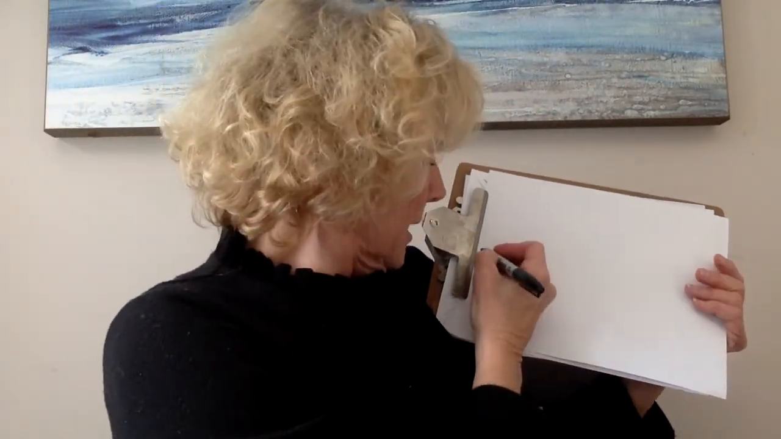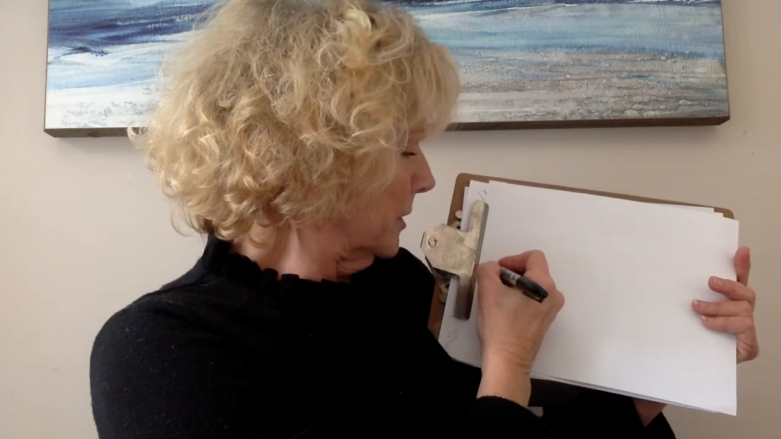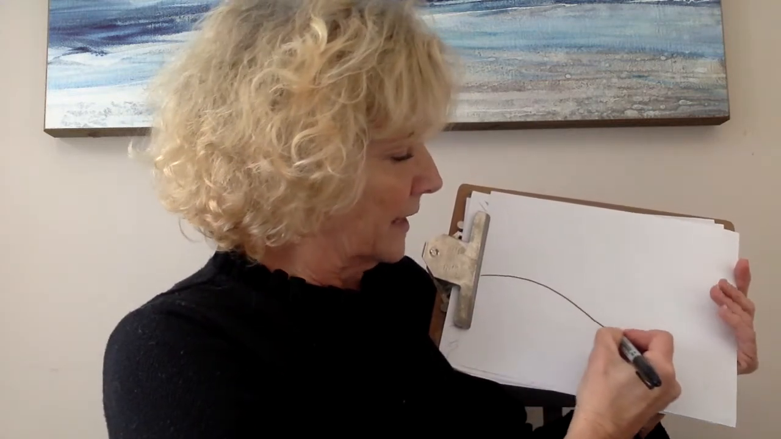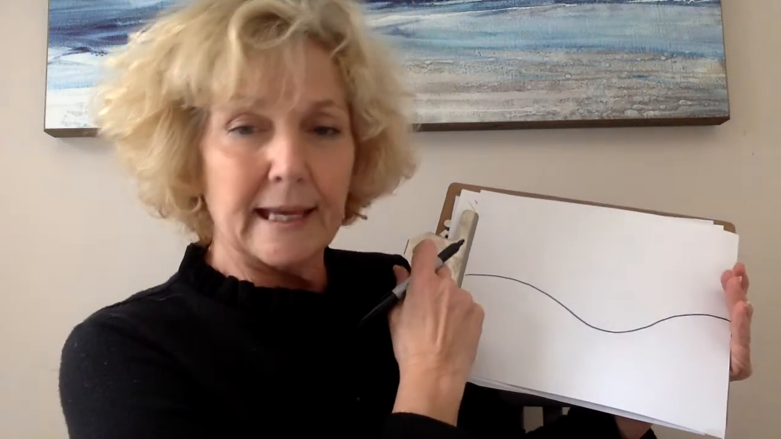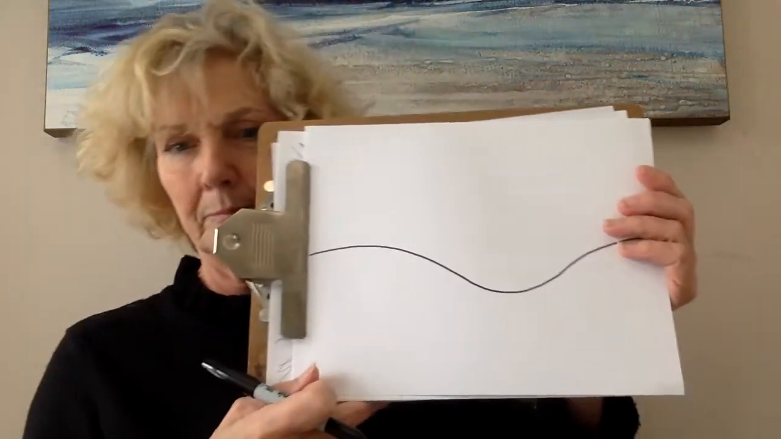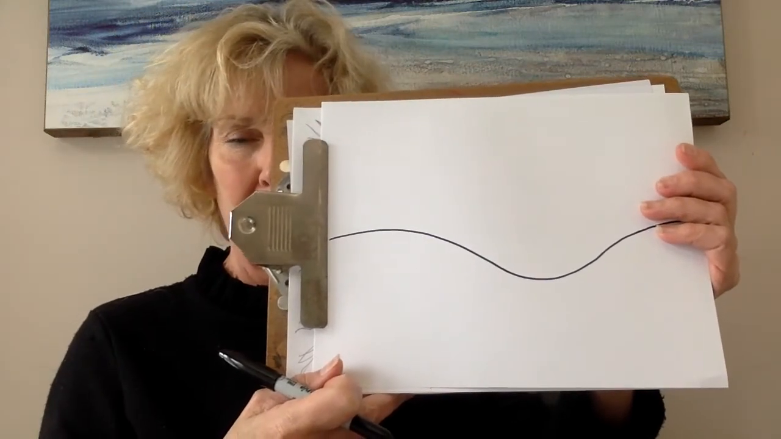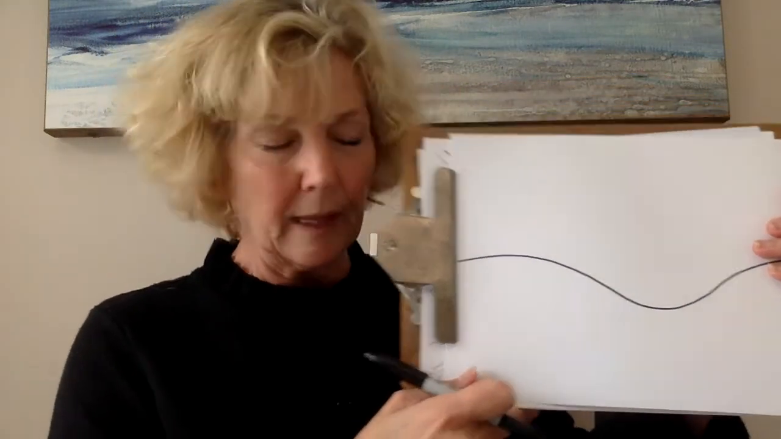So we're going to start by drawing our horizon line. It can be a straight line, straight across, or it can be a curved line. I'm going to do mine as a curved line so that I have a hill and a valley. I'd like it to go from one end of the paper to the other. Curved or straight.